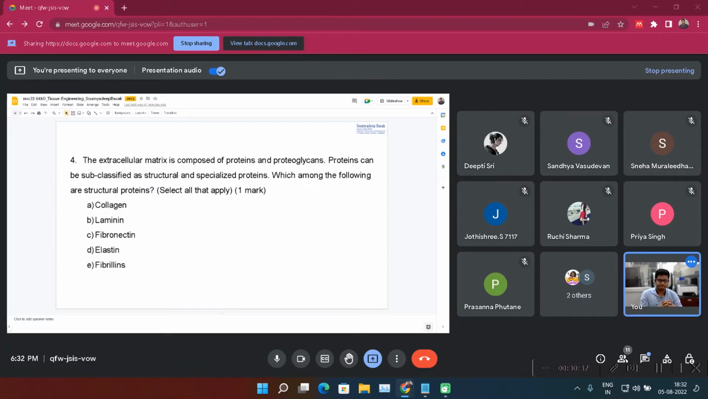Right. Yes. So the correct options are A, D, and E. That is collagen, elastin, and fibrillin. These are the structural components. Laminin and fibronectin are specialized components. They are glycoproteins. So the correct options would be collagen, elastin, and fibrillin. Now, from this glycoprotein, what do you think is the difference between proteoglycans and glycoproteins?